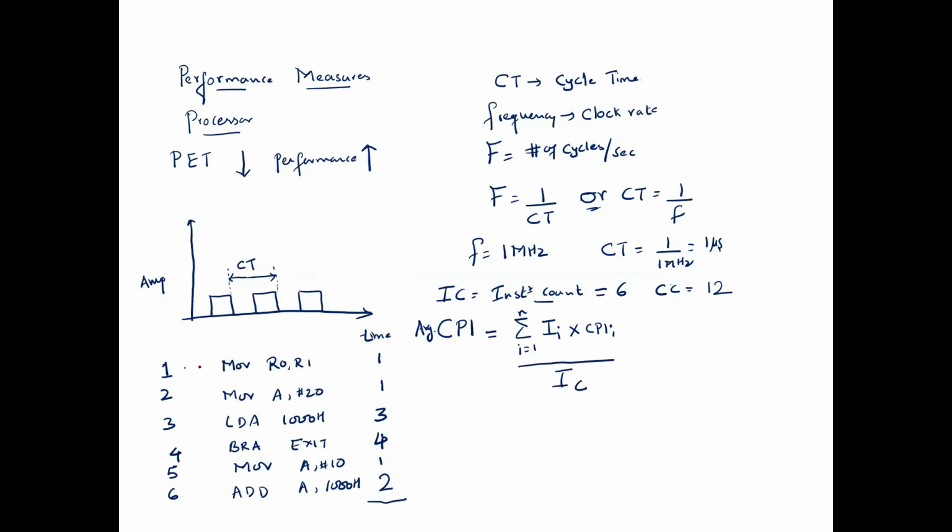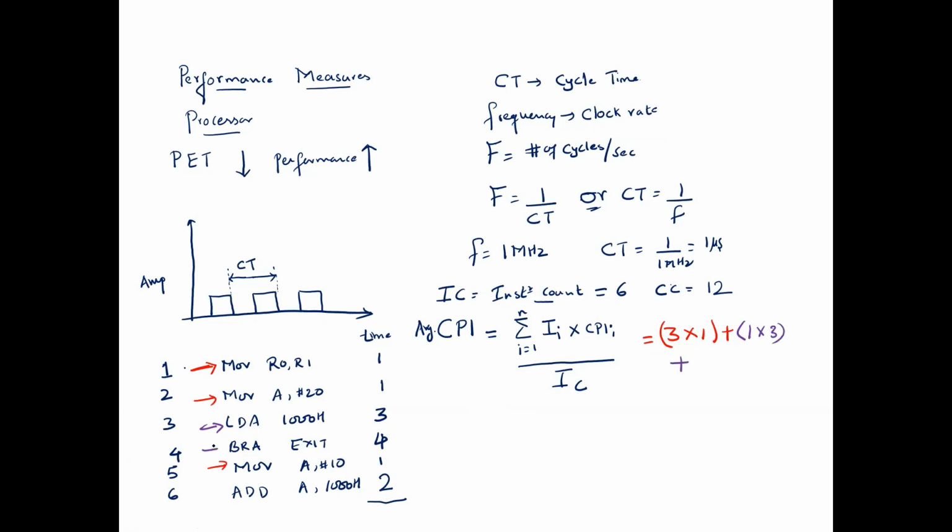count. So how many move instructions are there? 1, 2, and 3, right? So I will write 3 move instructions, and a move instruction always takes 1 clock cycle. So I have written 3 into 1, plus. Now, how many load instructions do we have? We have only 1 load instruction. So I will write that combination as 1 into 3, plus.